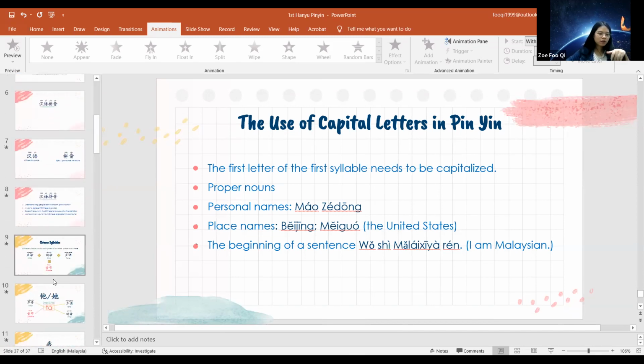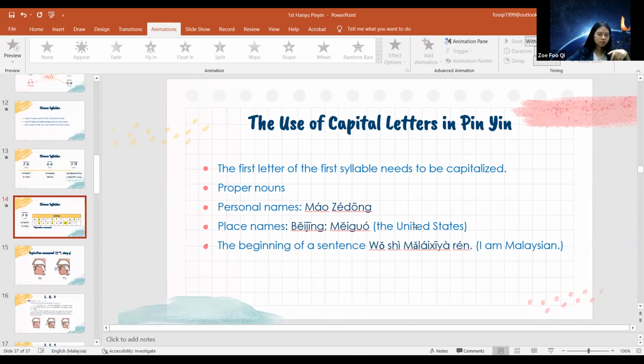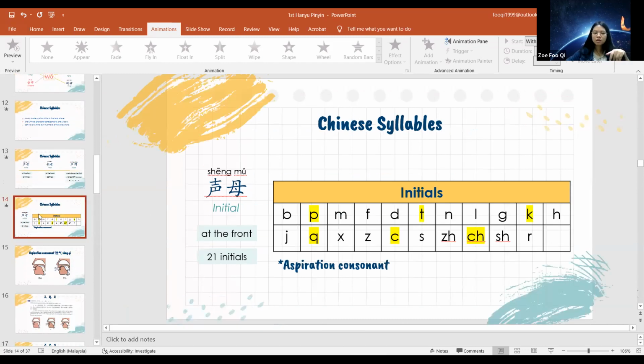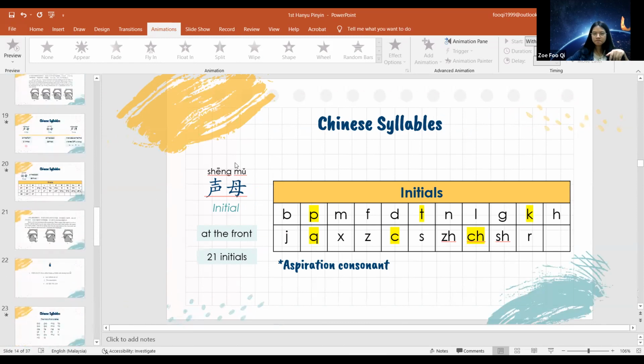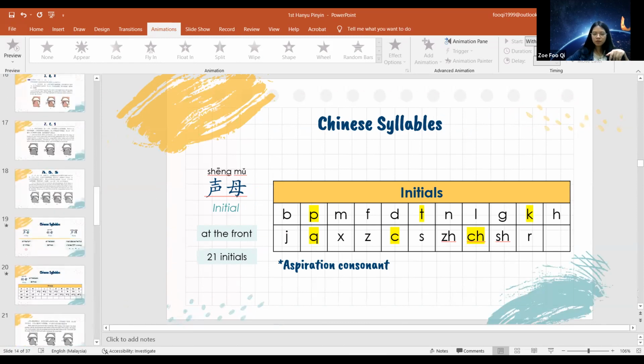Okay, so far, do you have any question for this one? If no then we will proceed, or you want to try something with the pronunciation? Okay, if no then we will proceed.